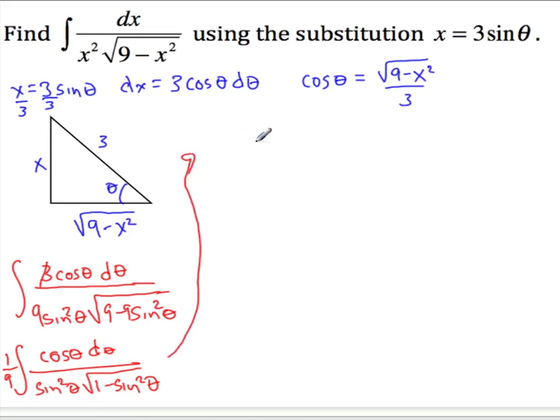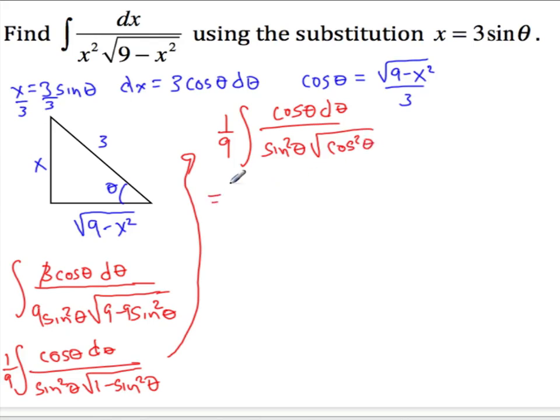Okay. 1 minus sine squared is cosine squared. So the square root of cosine squared is cosine. So I'll write that step real quick. Cosine theta d theta over sine squared. And that's the square root of cosine squared. Equals 1/9 integral. This and this cancel, and I'm left with sine squared d theta.